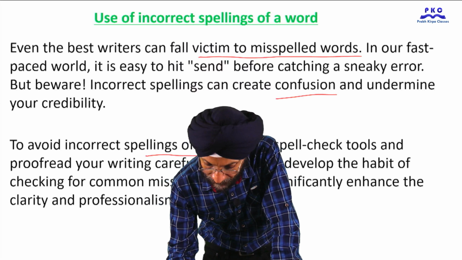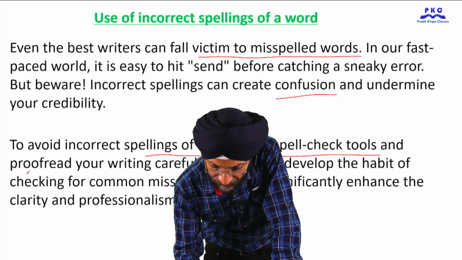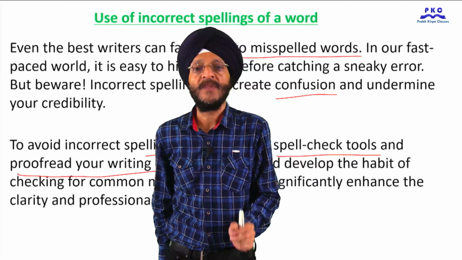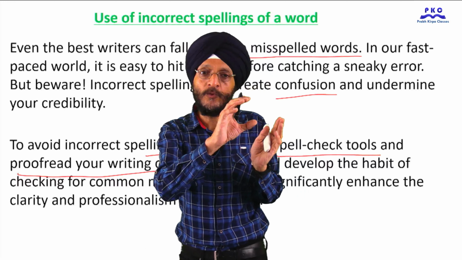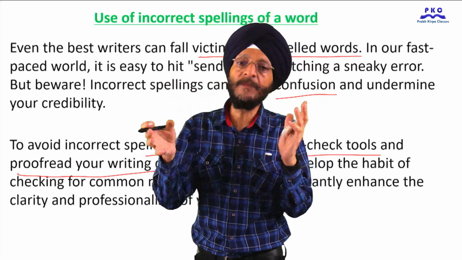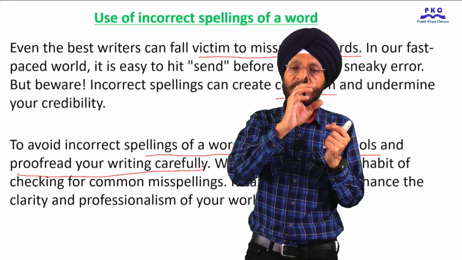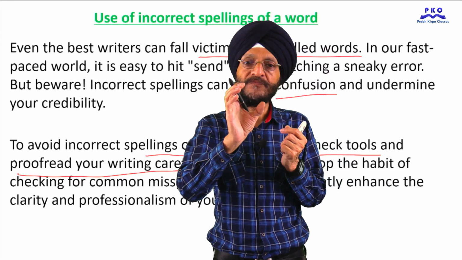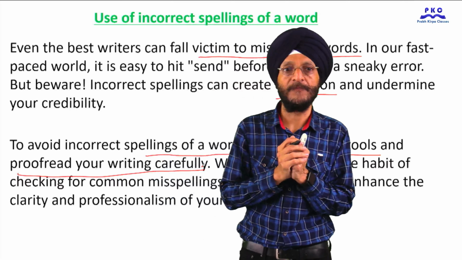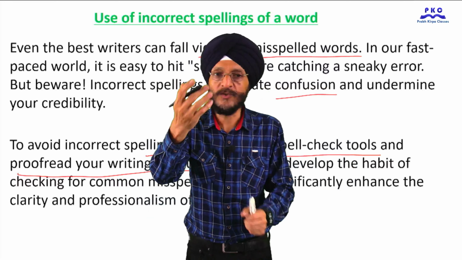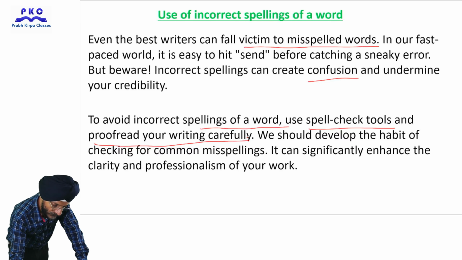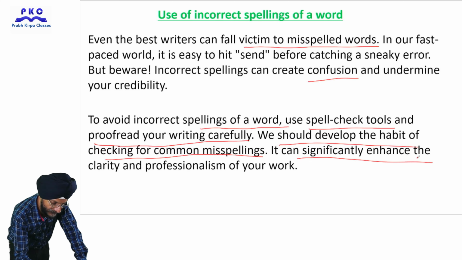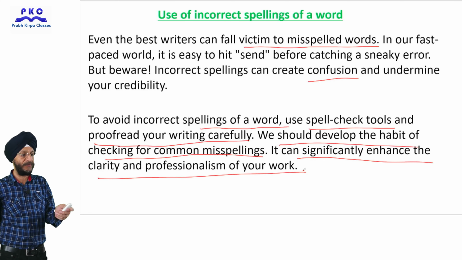To avoid incorrect spellings of a word, use spell check tools and proofread your writing carefully. We must give time to proofread what we have written. Most of the mistakes can be avoided if we simply devote some time after writing a message. We can also make use of spell check tools which are there in Microsoft Word or etc. We should develop the habit of checking for common misspellings. It can significantly enhance clarity and professionalism of your work.